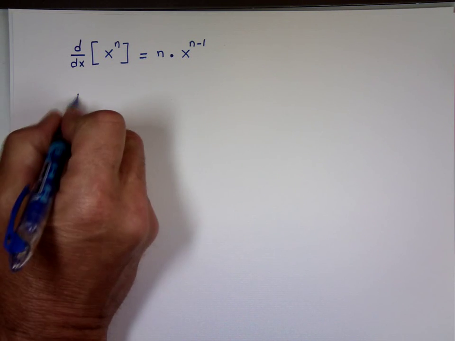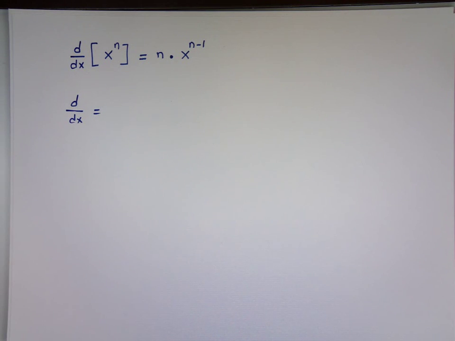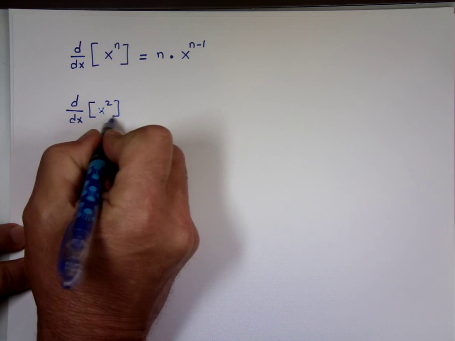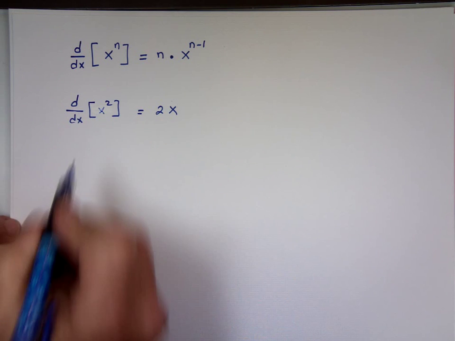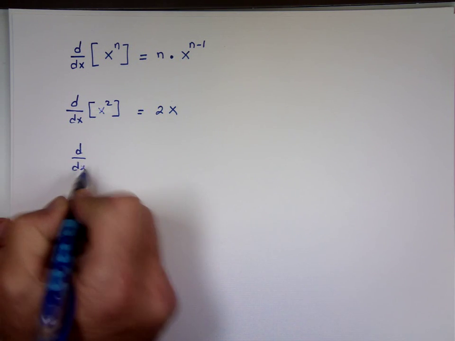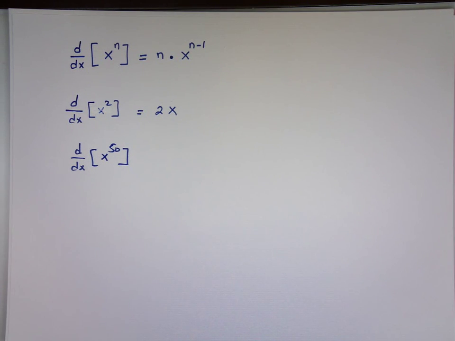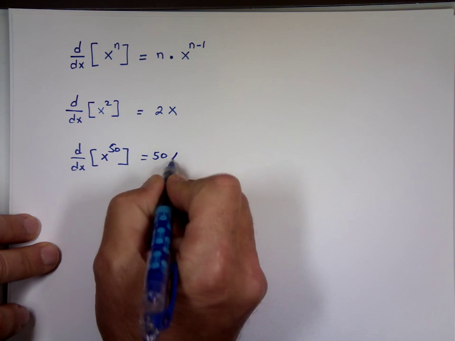So the derivative of x, where's my eraser? I guess I wasn't planning on making a mistake today. The derivative of x squared is what? 2x, yes. The derivative of x to the 50. Imagine if I gave you this and you had to do it the long way. 50x to the 49. Yep, it's 50x to the power 49.